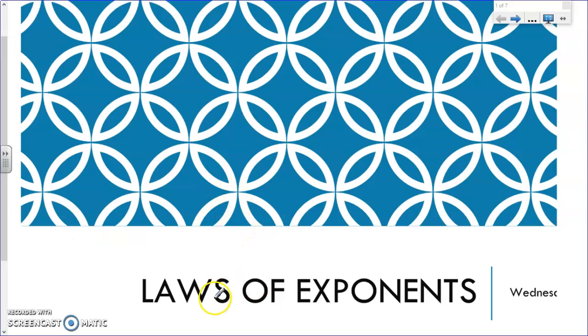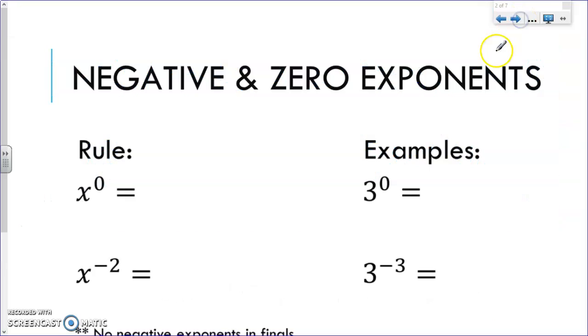Okay, we're going to do a quick review of laws of exponents to make sure that you remember them. First of all, if you have negative and zero exponents, anytime x is to the 0 power, your answer is 1. So 3 to the 0 is 1.